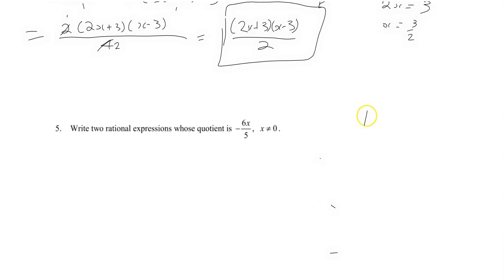So product is multiply. Quotient is divide. So I want two rational expressions whose quotient is negative 6. So they'd be like this here, right? Like this is negative 6x over 5.